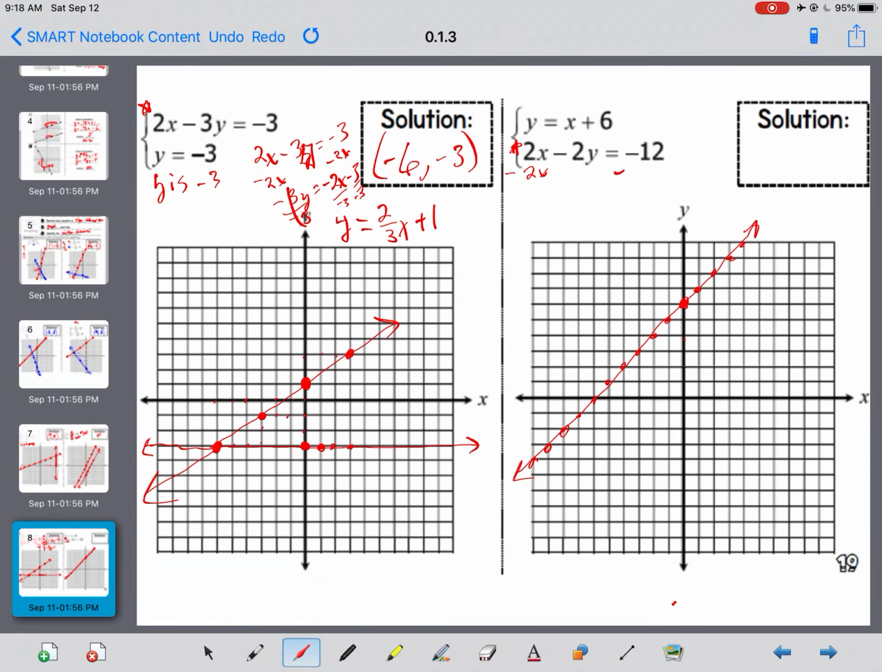And now I got to do some work. Minus 2x. Negative 2y equals negative 2x minus 12. Divide by negative 2, everybody. Y equals negative and negative makes positive 1x. Negative, negative makes plus. That makes a 6. So it's the same equation. So, and the solution is forever.